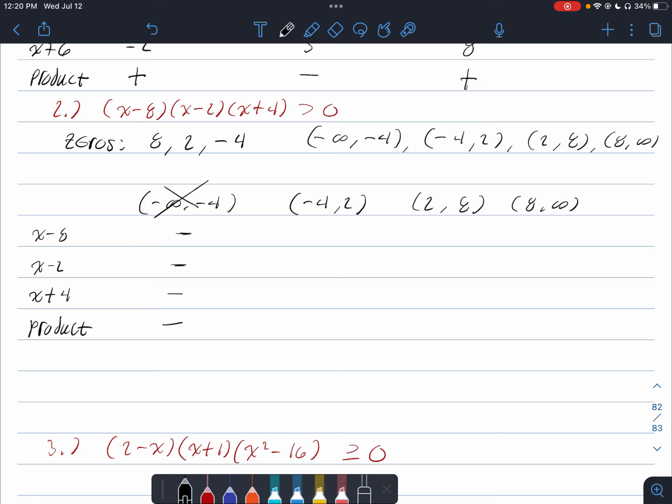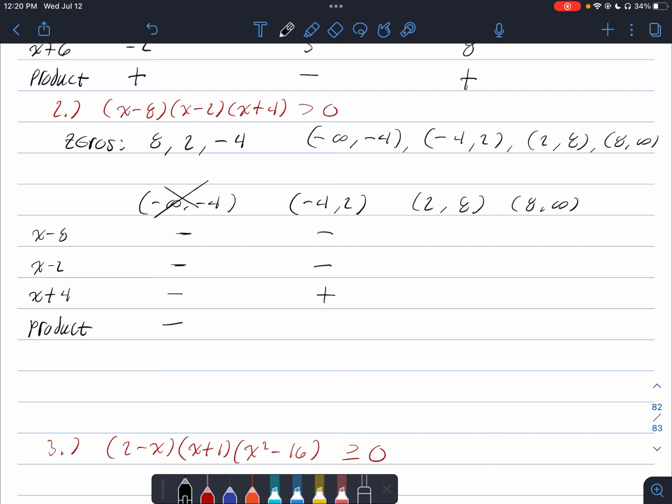So anytime you're given something that includes 0, oftentimes it's really convenient just to use 0. So we're going to use 0 here. If we plug 0 in for x minus 8, we get 0 minus 8, which is negative 8, so we get a negative number. We plug in 0 for x minus 2. Again, we're going to get a negative number. And 0 plus 4 is a positive number, so we'll have a positive number here.